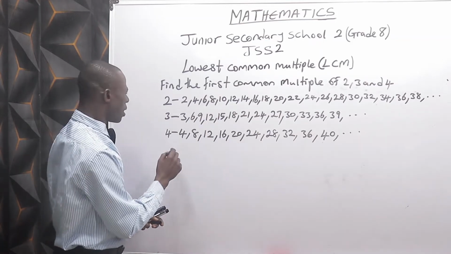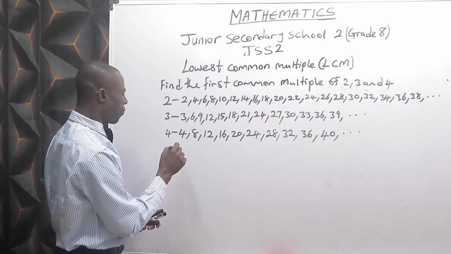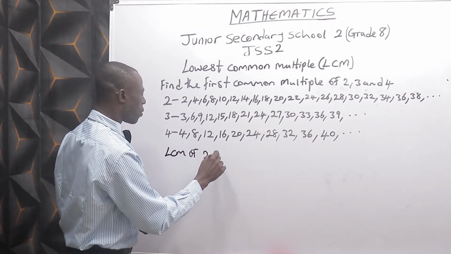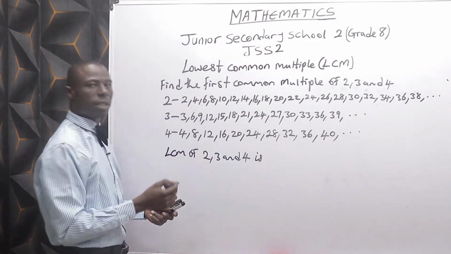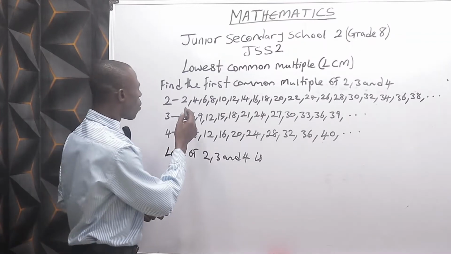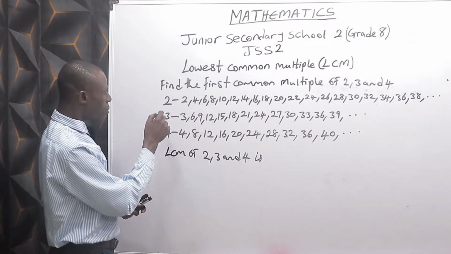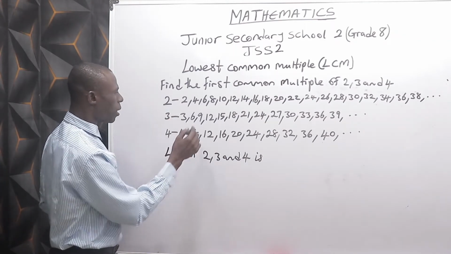Now, what is the lowest common multiple of 2, 3, and 4? LCM of 2, 3, and 4 is, let's check it up together. What is the common multiple to the 3 numbers? To 2, to 3, to 4. What is common to them? What is the multiple that is common to them?